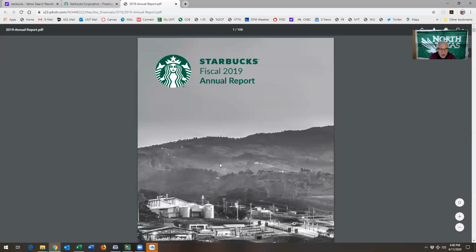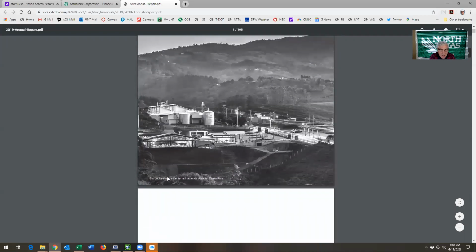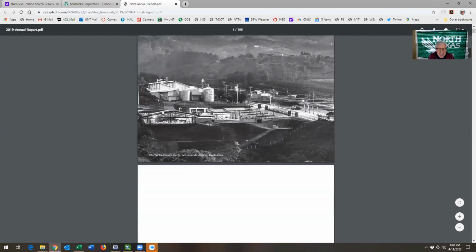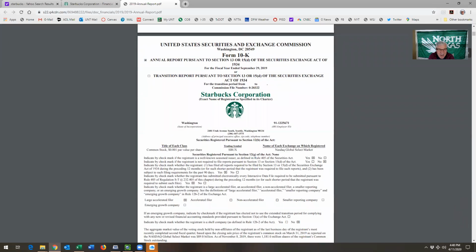And here you go. Oh, there's a big mountain, that must be in Seattle or somewhere. I don't know where that is. Oh, Costa Rica. So yeah, not Seattle. I guess they don't have mountains in Seattle. Never been there, but this is where the coffee beans are grown, right? That's a picture of the annual report. It's a little bit of advertising there.